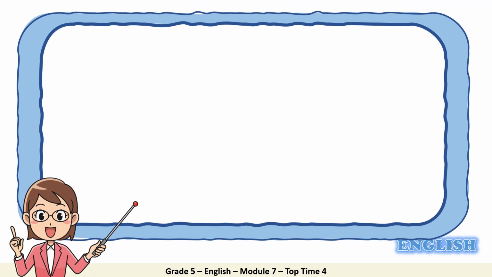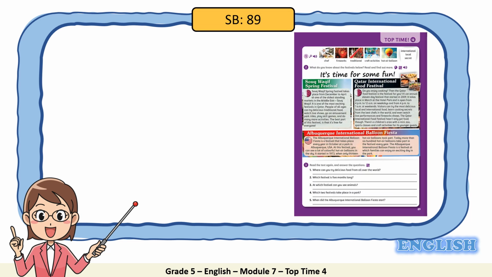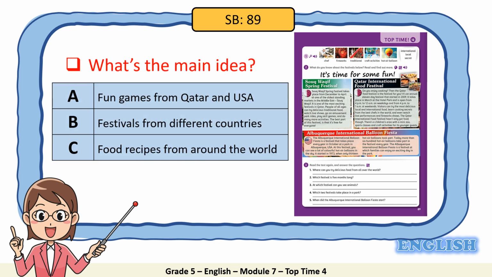Now that we finished learning the new words, we are ready to start reading. So please open your student book, page 89. I want you to go through the text quickly, make use of the words we learned, and also the given pictures to find out what's the main idea of our reading lesson. Is it fun games from Qatar and USA? Or festivals from different countries? Or food recipes from around the world? Pause the video to go through the text and come back when you find out what is the main idea.